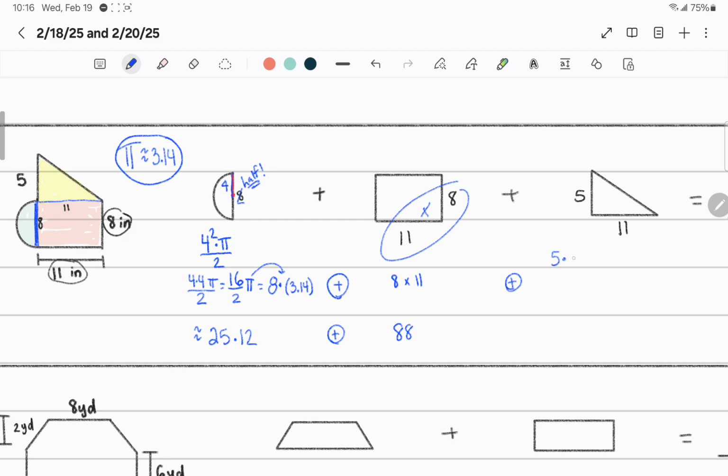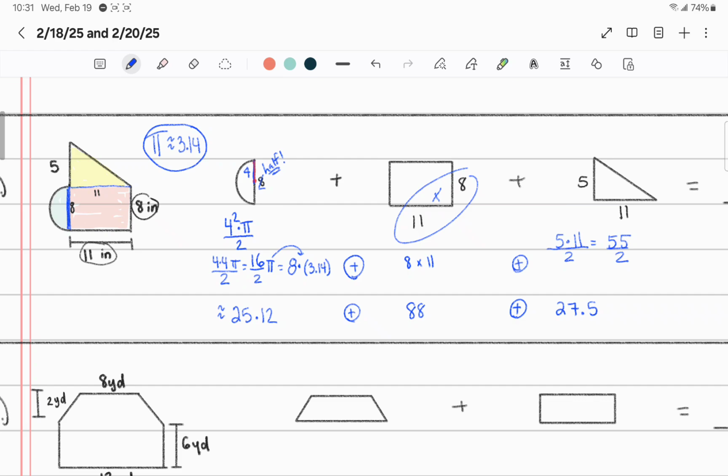And then last, we have our triangle. So that's 5 times 11, and then we always divide it by 2. That's 55. 55 divided by 2 is 27.5. Again, if you have a calculator, just divide it by 2.